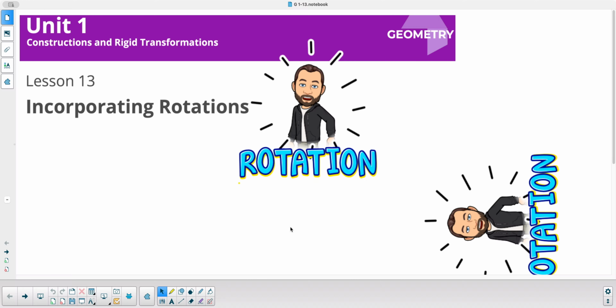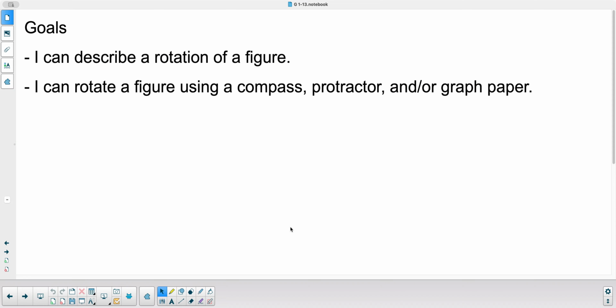Illustrative Math, Geometry, Unit 1, Lesson 13 is called Incorporating Rotations. So our goals today are: I can describe a rotation of a figure, and I can rotate a figure using a compass, protractor, and/or graph paper.